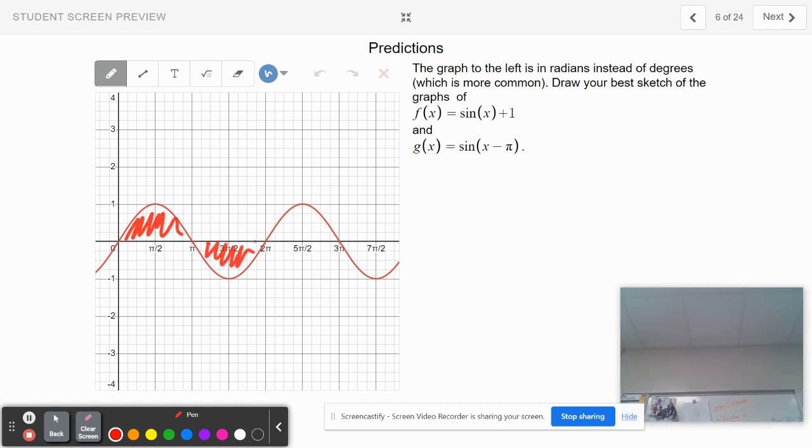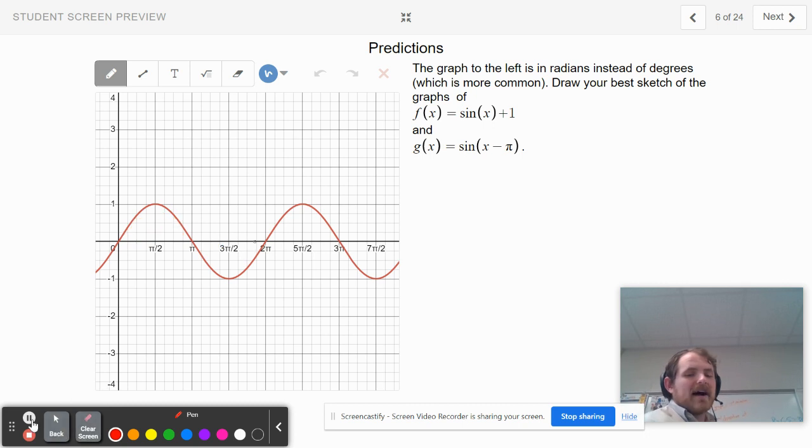If the period's 2 pi, what is your b value? A 1. What do a lot of people say instead? They tell me 2 pi usually, maybe 0 as well, but they tell me 2 pi as the b value. So make sure that you see that the b value is 1 because the period is 2 pi.